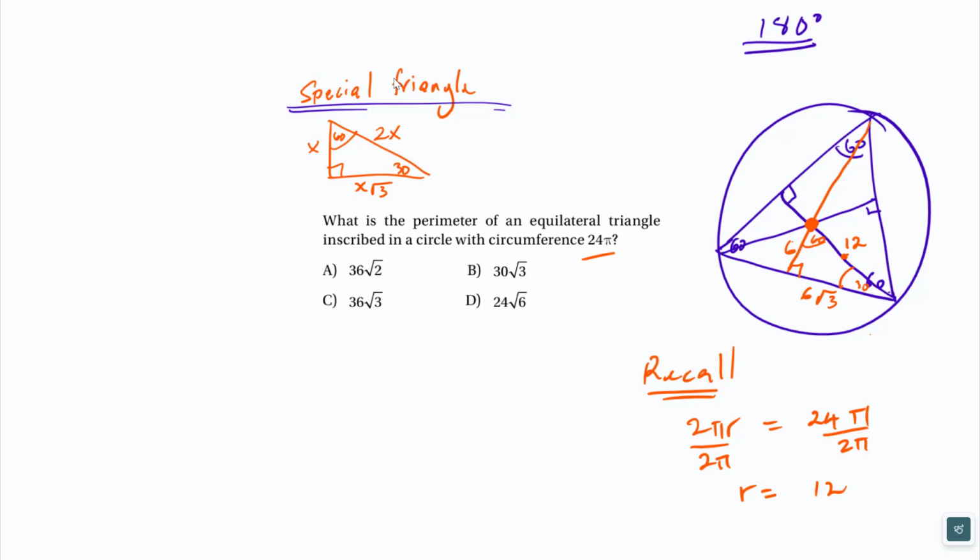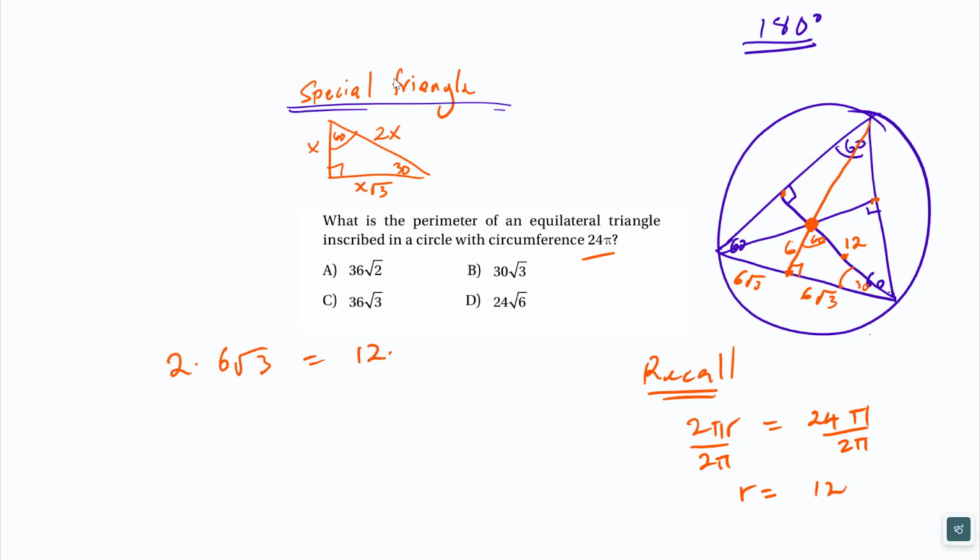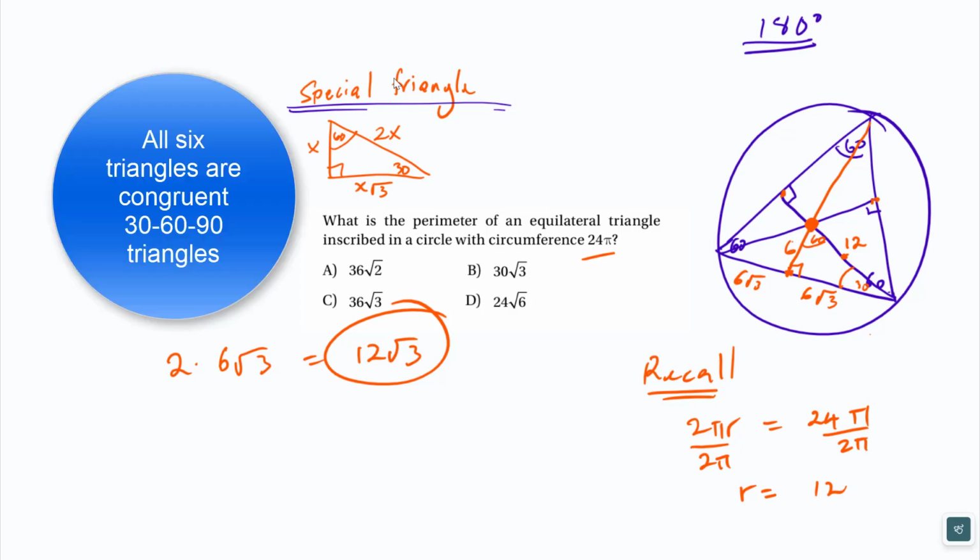Now, the beautiful thing about bisecting each side and each angle is that this here must be 6 square root of 3 as well. And because this is an equilateral triangle, all of this would be the same. So one side would be 2 times 6 square root of 3, which is 12 square root of 3. And if one side is 12 square root of 3, all these other smaller triangles within this equilateral triangle must be the same.